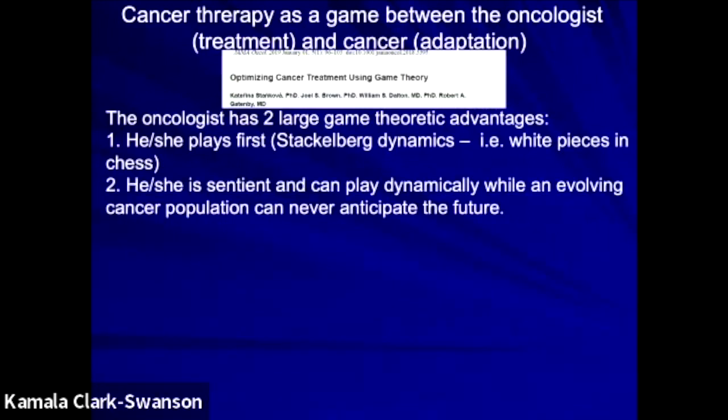I think more importantly, the oncologist is sentient and can play dynamically.